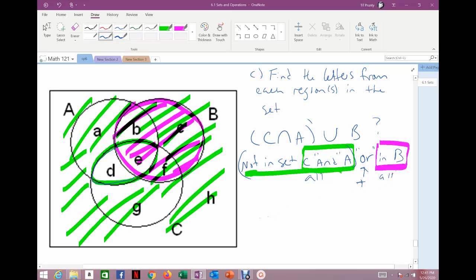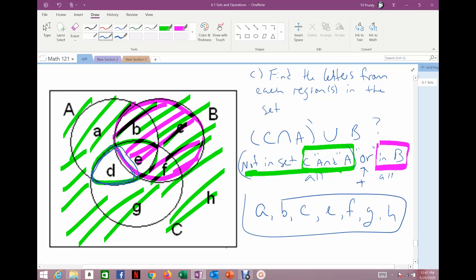So the only one that's not included is D. D is the only one not shaded. Everybody else is shaded, and since it's the or statement, that's what I'm looking for. I'm looking for all possible regions that are shaded. And so I get to include A, B, C, E, F, G, and H. The only one I don't include is D. D is the only one that's not in that shaded region. So again, everything is all inclusive because it's or.